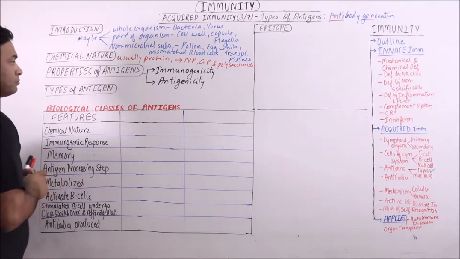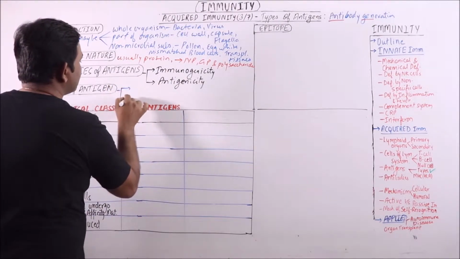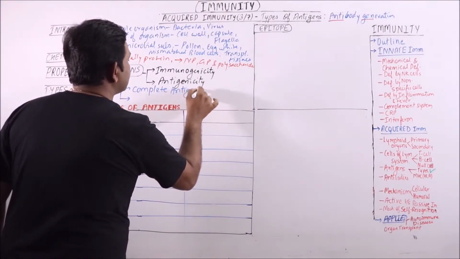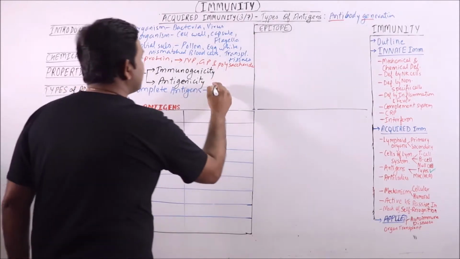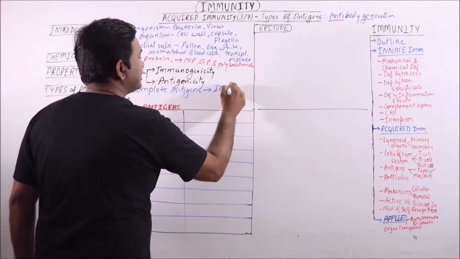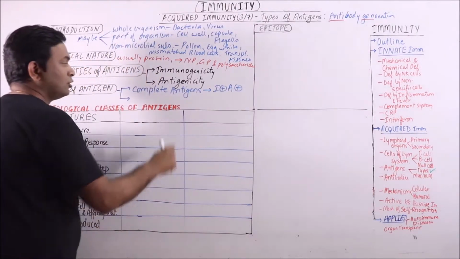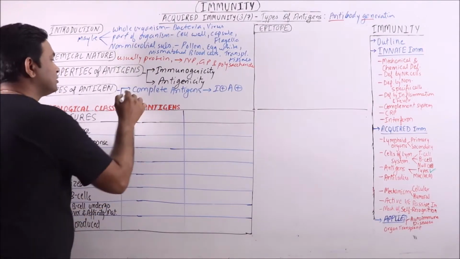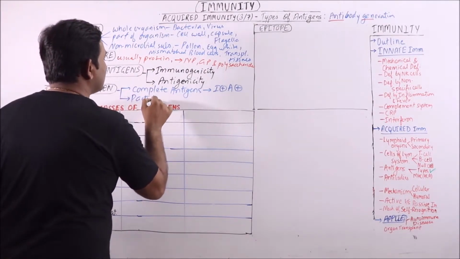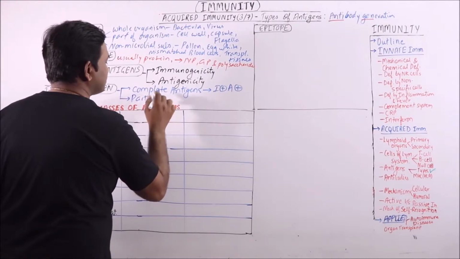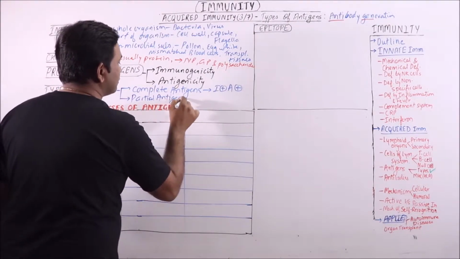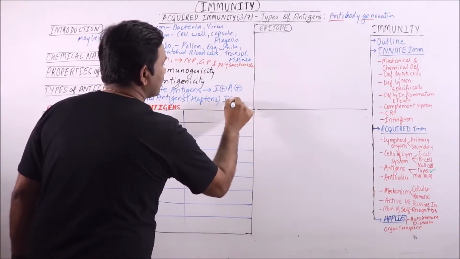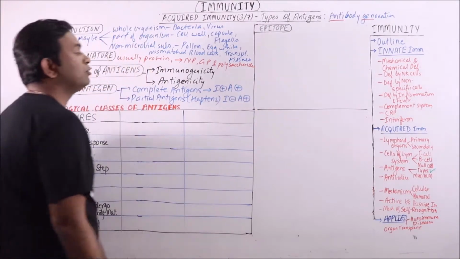Now types of antigen. These are also of two types. Complete antigens. Complete antigens means immunogenicity present, antigenicity present. So those antigens which possess both these properties are known as complete antigens, while the partial antigens, which are also termed as haptens, lack immunogenicity.